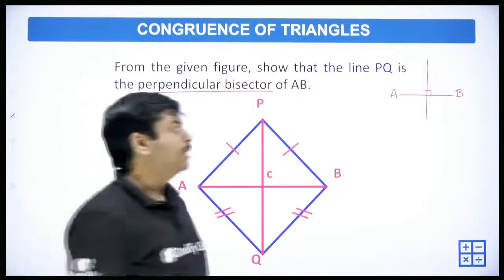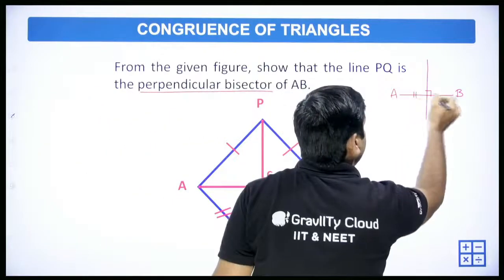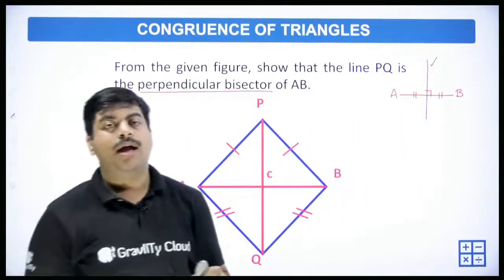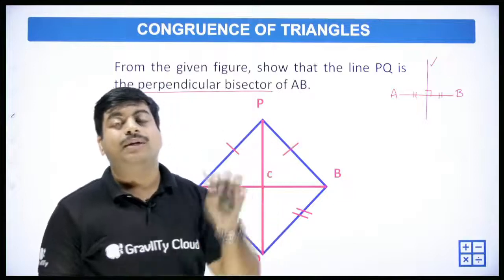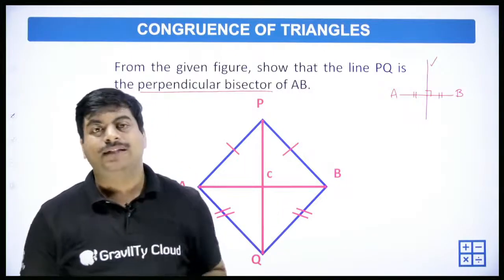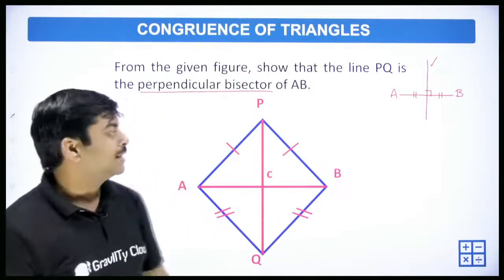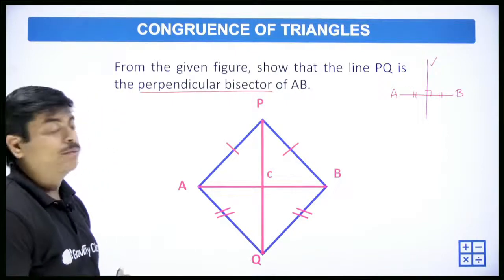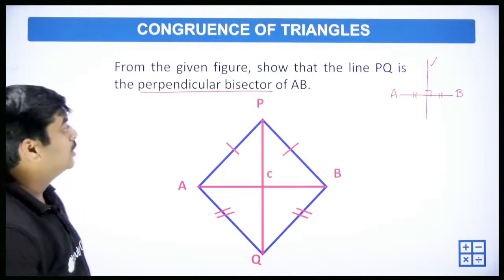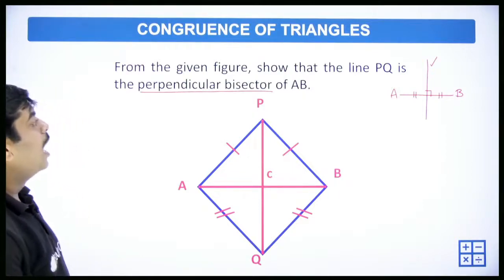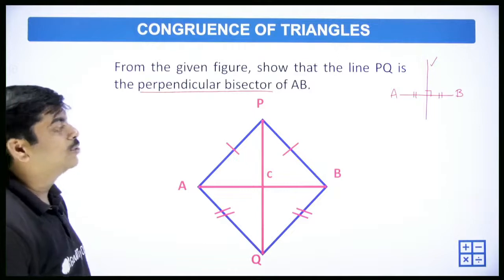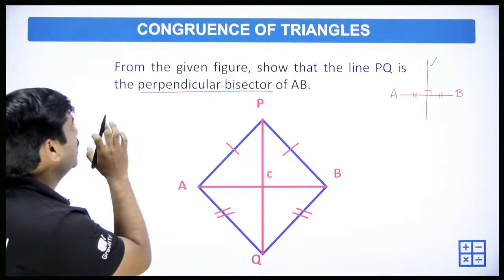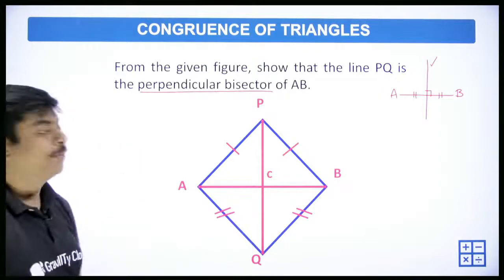Bisecting means dividing into two parts. So this type of line, the line which is perpendicular and dividing into two parts, we say it is a perpendicular bisector. So now we need to apply so many congruence relations to understand how to show that it is a perpendicular bisector of AB.